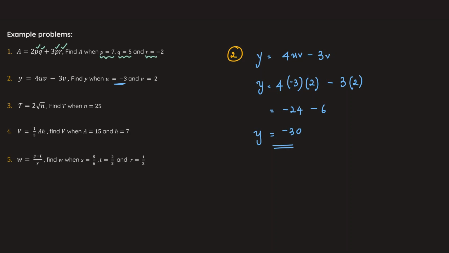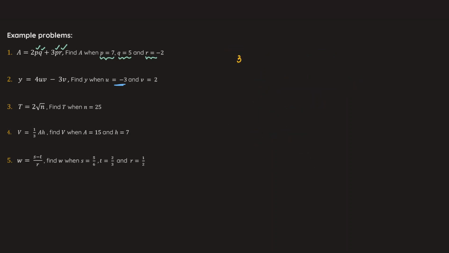All right, now let's move on to the next question. The third question says t is equal to 2 square root n. They've given us the value of n and they want us to find the value of t. So t is equal to 2. Again, there is a multiplication here between the number and the square root of 25, because n is equal to 25. And we know the square root of 25 is 5. So t is equal to 2 times 5, which is 10.